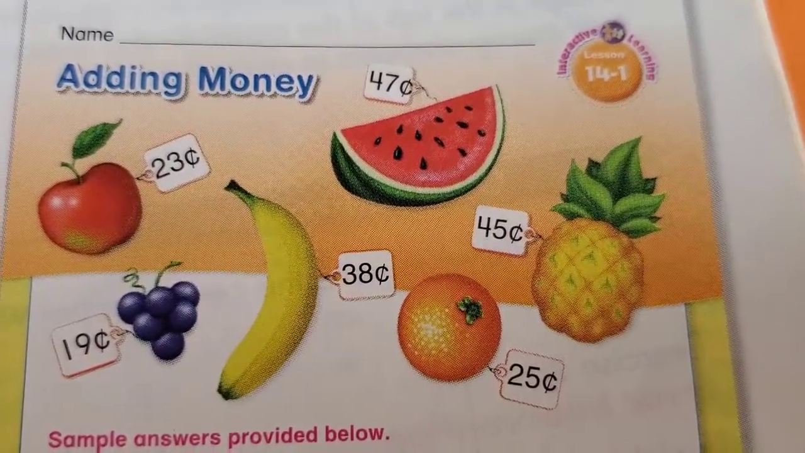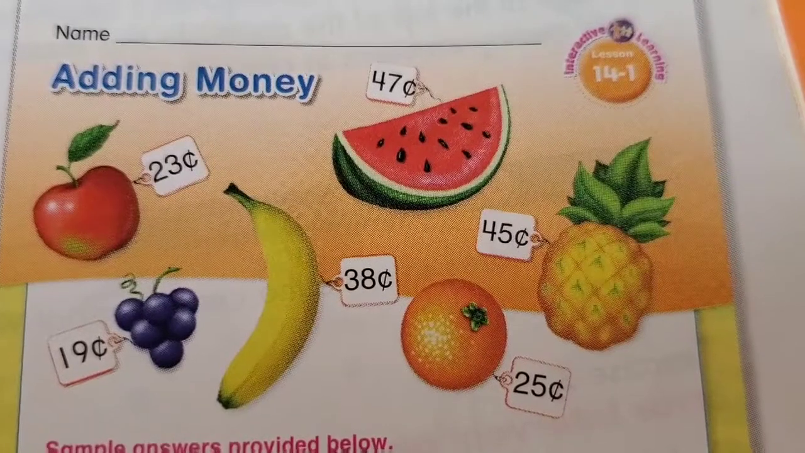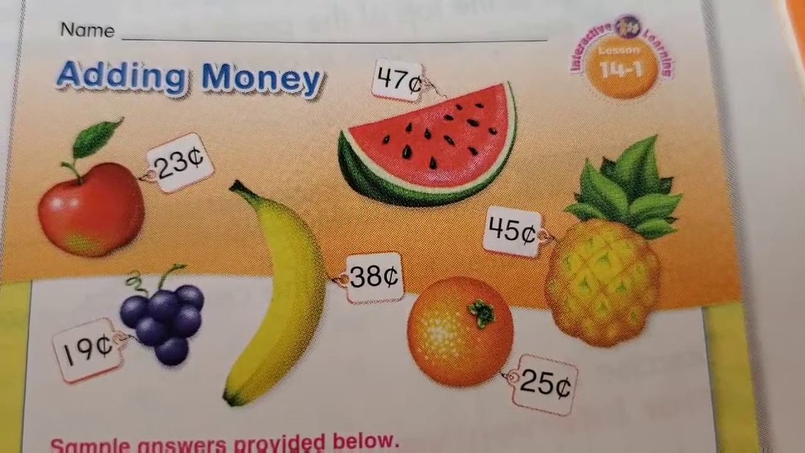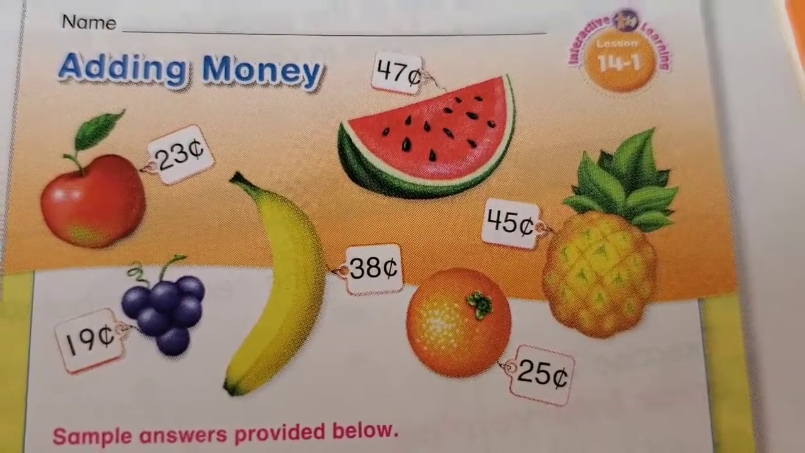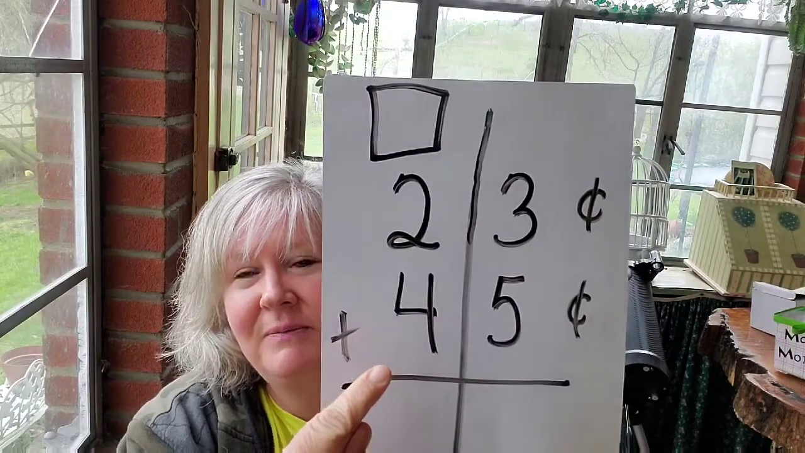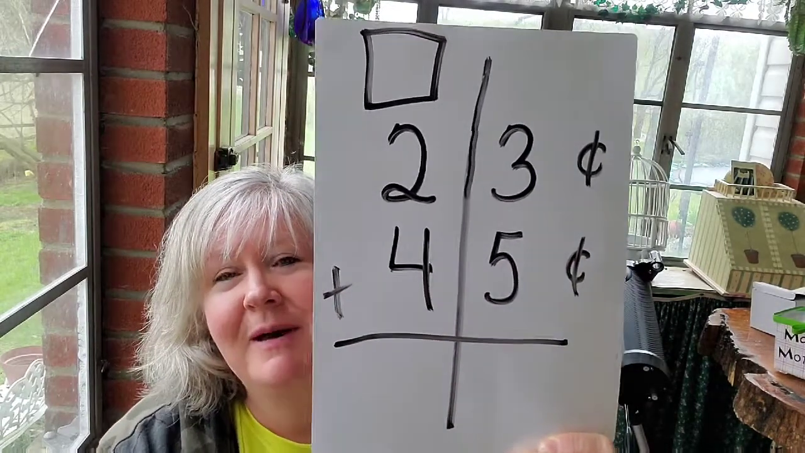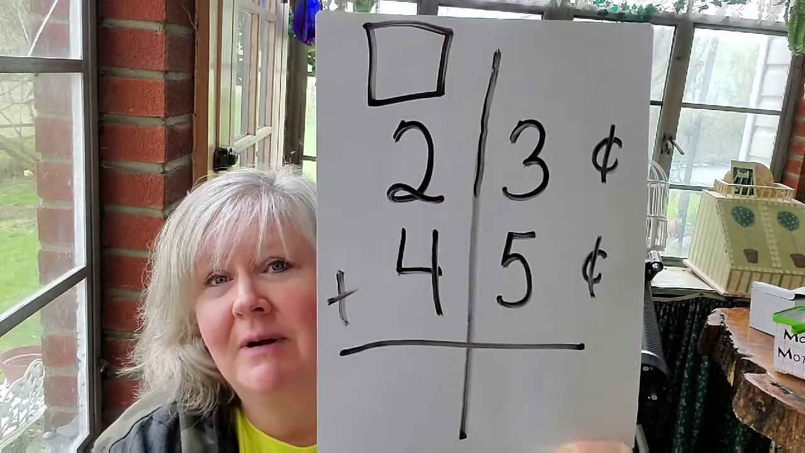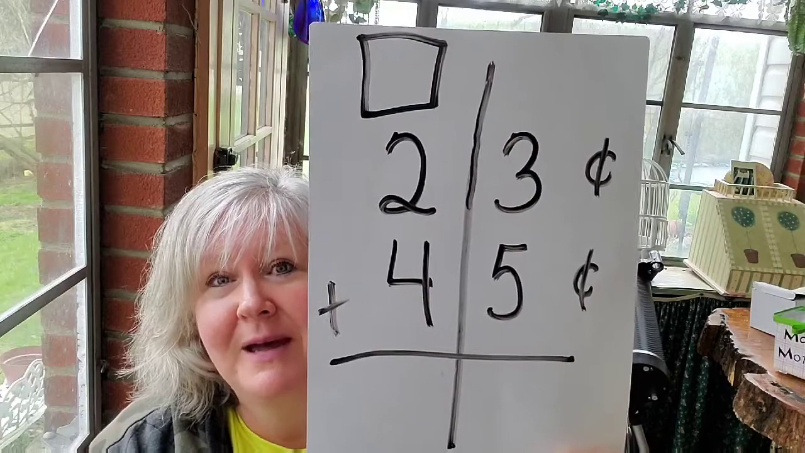And you need to know how much that total will be so that you know if you have enough money or not. So let's start by picking apple and pineapple. So we're going to do 23 cents plus 45 cents. Let's write that on your paper now. Your paper should look like this. So we have our tens column, our ones column, and a cent sign because we're talking about money and it's very important that you write that cent sign. Otherwise, they're just numbers. But when you have the cent sign, now we know we're talking about money.